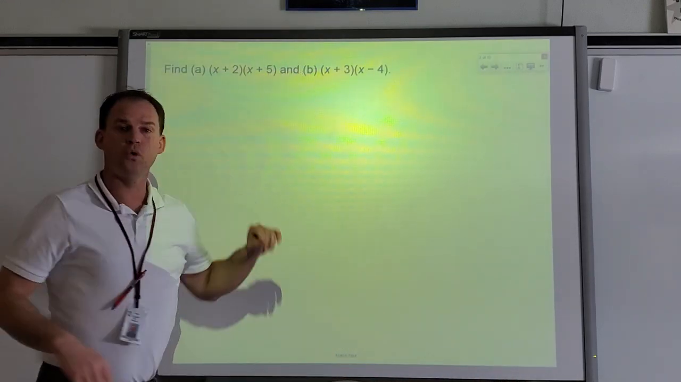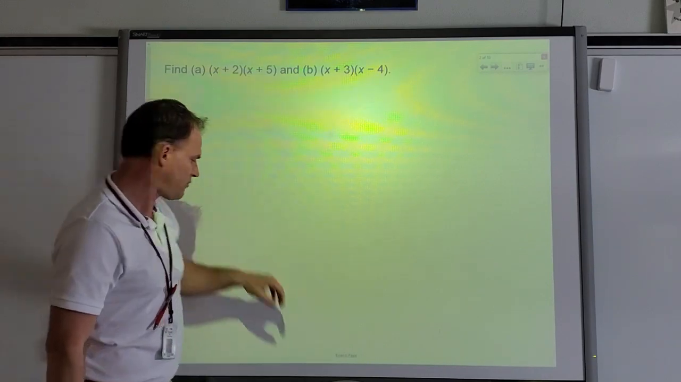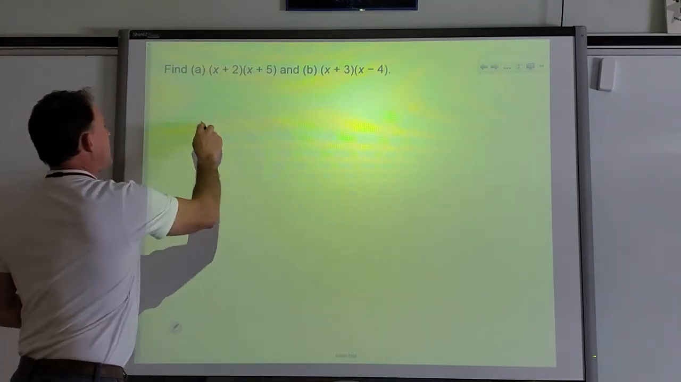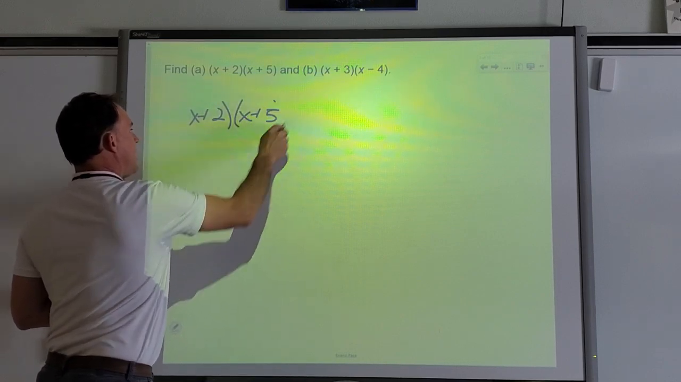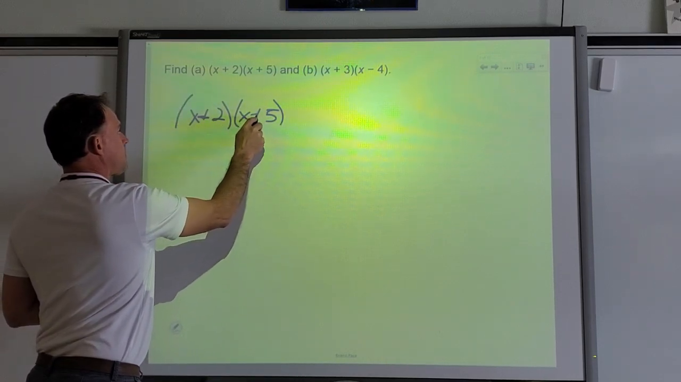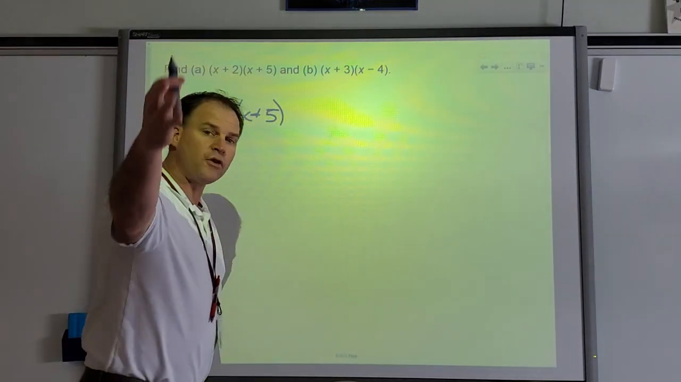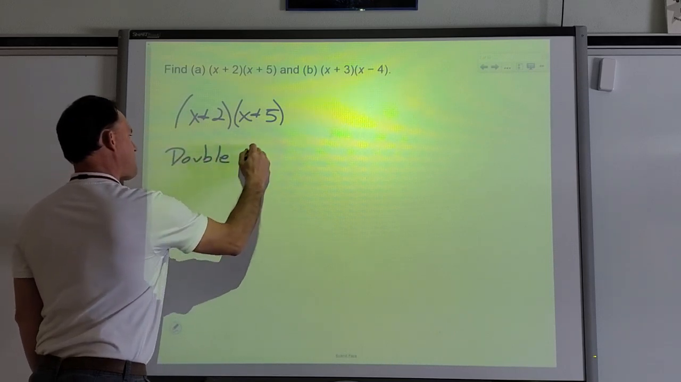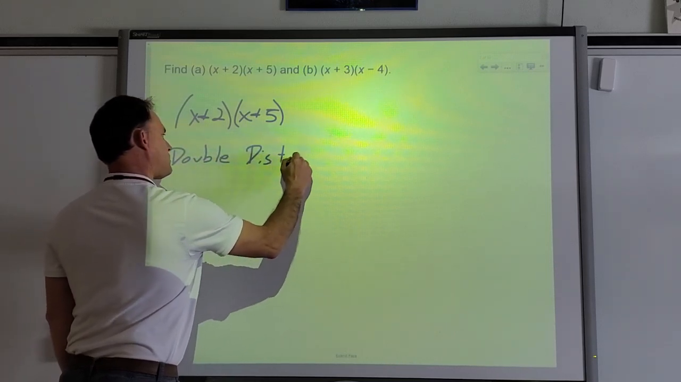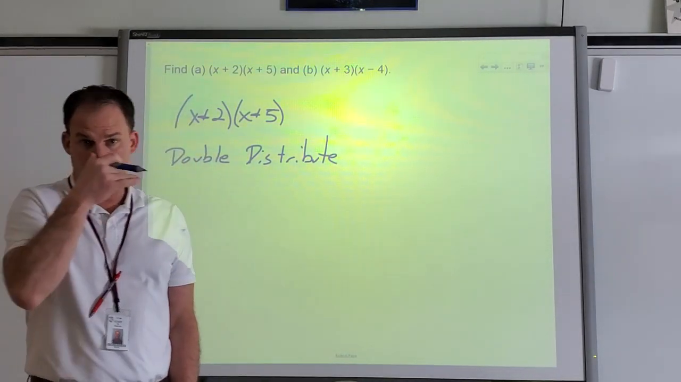You see here we have 2 sets of problems. These are polynomials being multiplied together. Let's look at this first one. First, I have x plus 2, x plus 5. And I'm going to multiply the 2 together. All right? So, the first method I'm going to show you is called double distribution. We're going to double distribute.